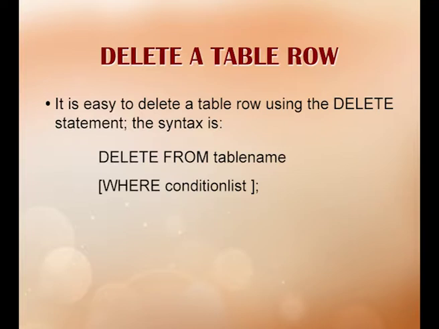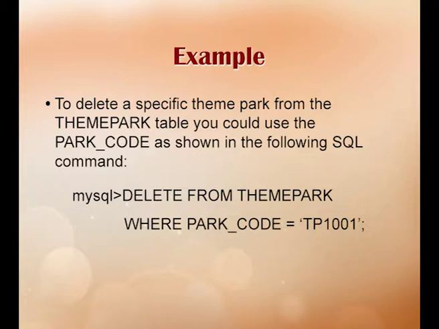Suppose you want to delete an entire row; an entire row is nothing but the record. It is easy to delete a table row using the delete statement, and the syntax is as follows: delete from so-and-so table where the condition list. You can mention the condition and delete the row, or the record, from the table. To delete a specific theme park from the theme park table, you could use the park_code as shown in the following SQL command.